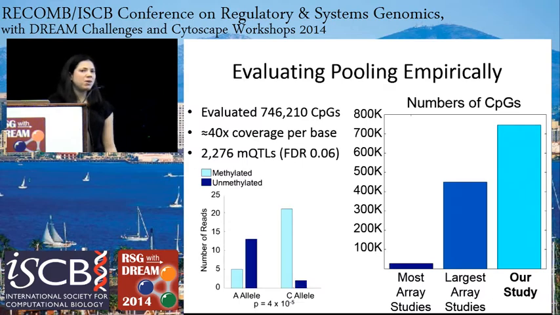To show you an example of what an MQTL looks like in our data, we have 2 bar graphs, one for each allele, and on our y-axis we have the number of reads. So what we see here for this MQTL is that our A allele is associated with lack of methylation of the nearby CpG, while our C allele is associated with methylation of the nearby CpG.